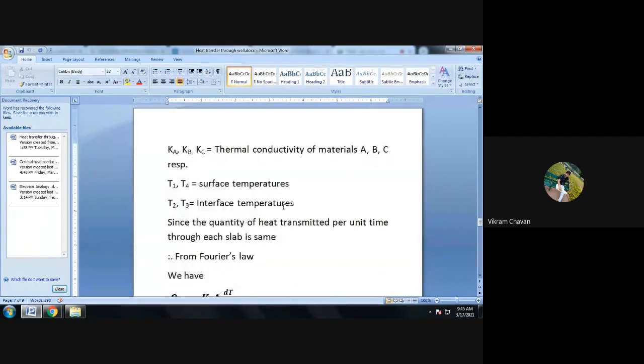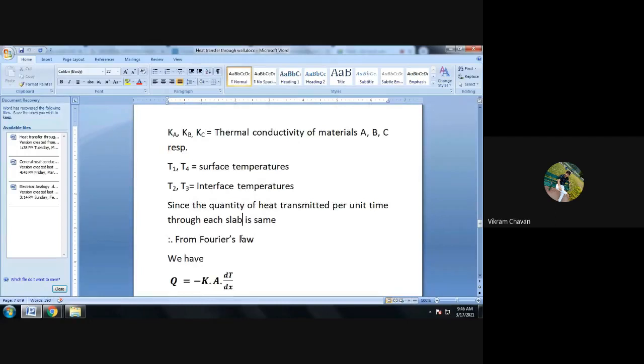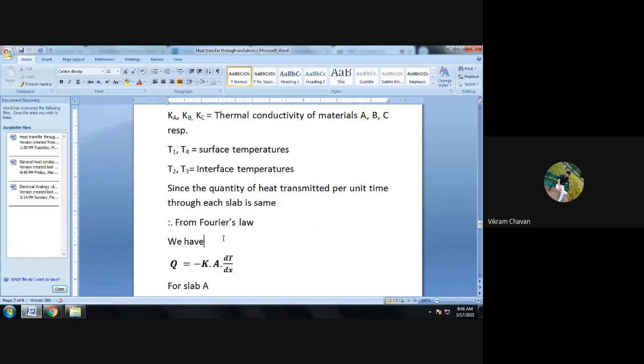We have discussed that T1 and T4 are the surface temperatures and T2, T3 are the interface temperatures. Since the quantity of heat transmitted per unit time through each slab is same, we can consider Fourier's law. For conduction, only one law is important, that is Fourier's law, and on that basis we have to derive the equations. From Fourier's law, Q is equal to minus K multiplied by A multiplied by dT divided by dx.